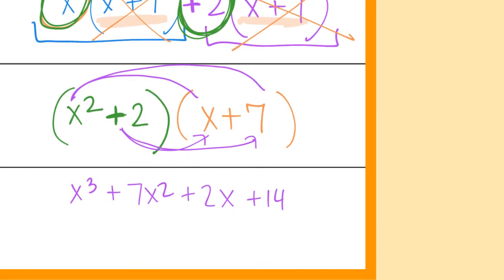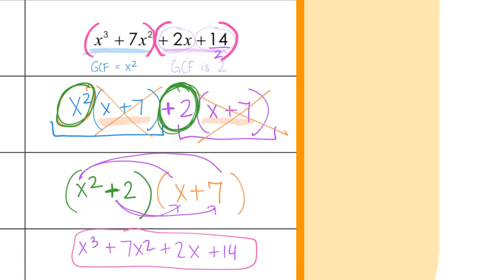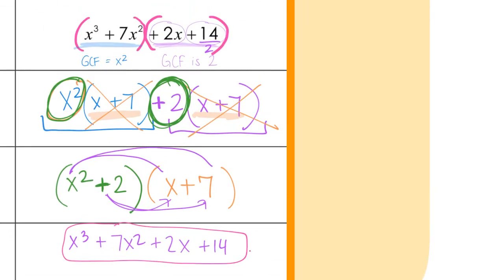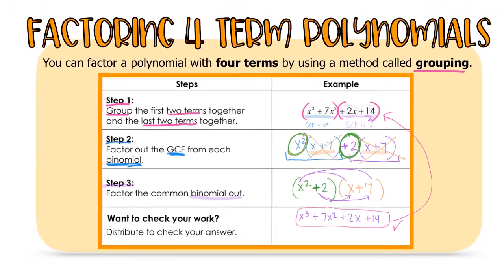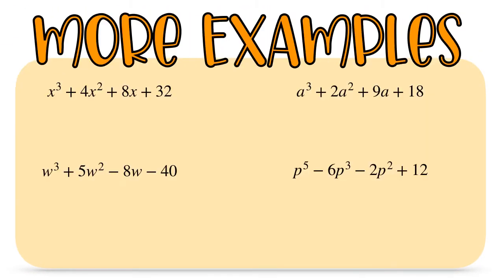Now, normally, we could combine the middle terms, but we actually can't in this case because that is 7x squared, and that's just a regular 2x. So you can't combine those. So this would actually be how we would leave it. And if you look at the original problem, that is exactly what it started as, right? So that means we did it correctly. All right, so we're just going to go ahead and do some more examples.